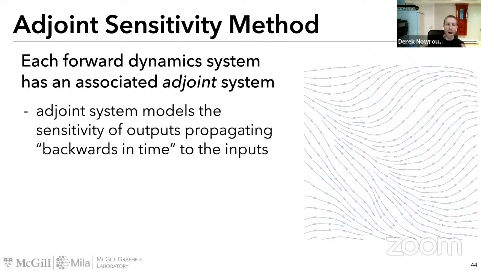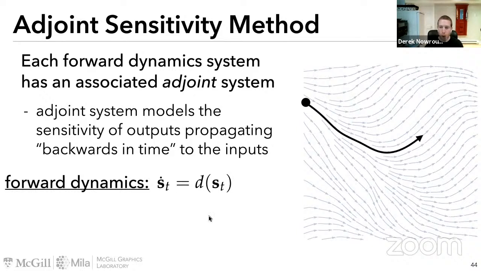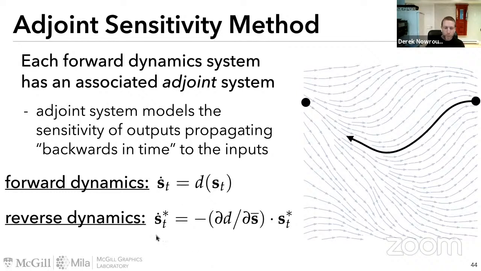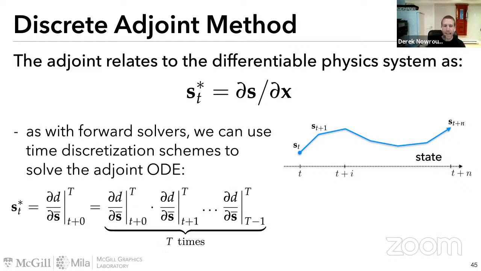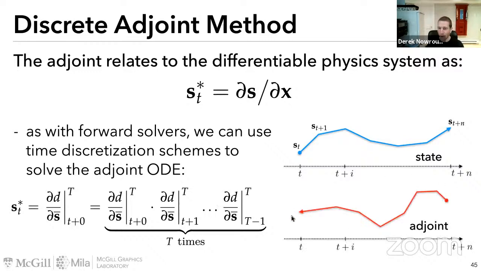Adjoint systems model the sensitivity of outputs propagating, quote unquote, backwards in time to the inputs. So if I have some model of forward dynamics, which is what we're using for the forward physics simulation, I can compute a model of backwards dynamics to allow me to work backwards through the simulation. And this adjoint relates to the differentiable physics systems as follows. Once we solve the adjoint modeling problem, we can come up with the gradients that we need for differentiable physics. The idea here is we can similarly time step backwards through the adjoint dynamics in order to infer something about the initial states.